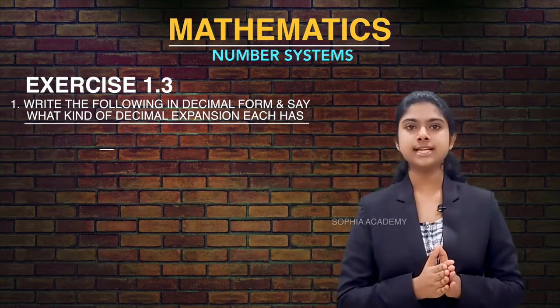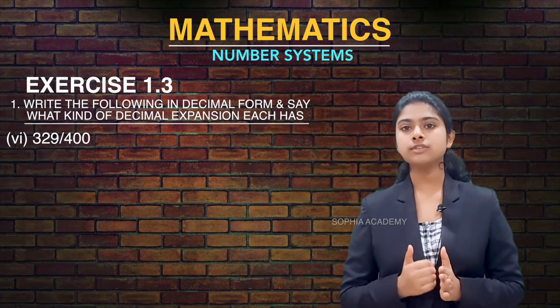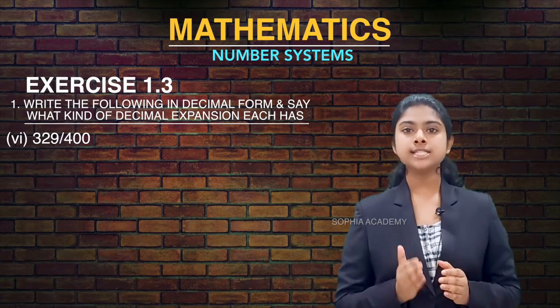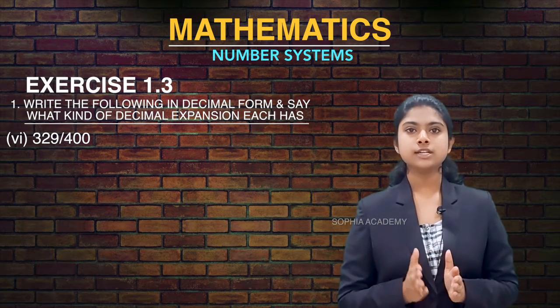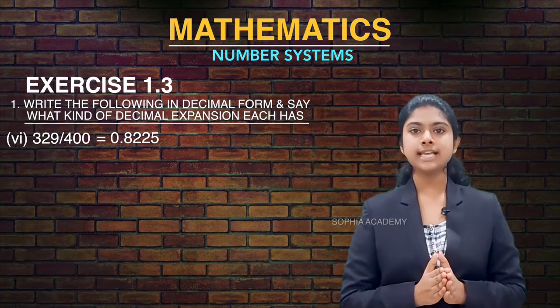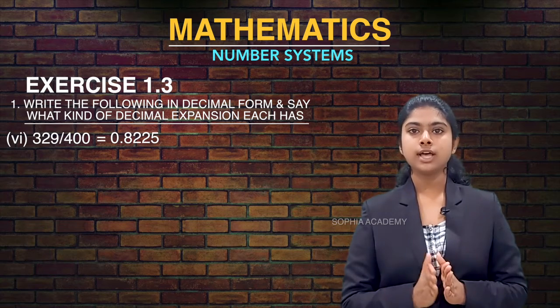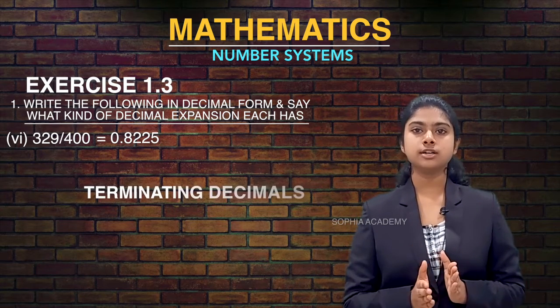Now the sixth question is 329 by 400. When we do the long division method, we see that the decimal expansion of 329 by 400 is 0.8225, and we see that the remainder comes to 0. Thus, the kind of decimal expansion shown here is terminating.